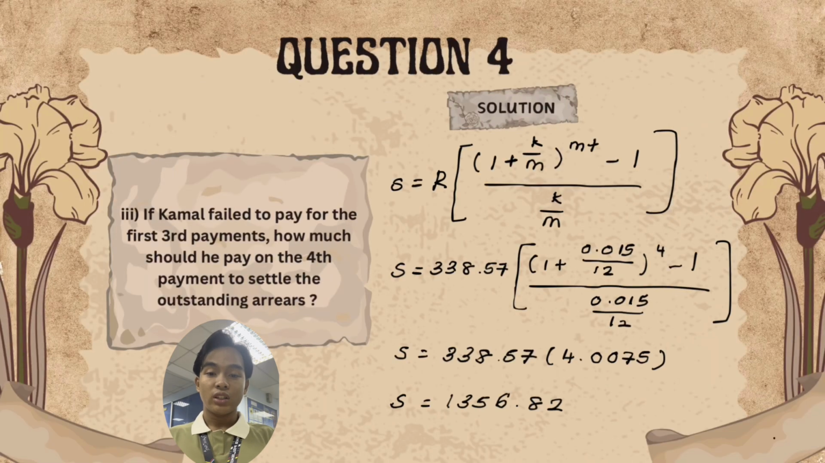Question B3. If Kamal fails to pay for the first three payments, how much should he pay on the fourth payment to settle the outstanding arrears? In this question, we are using the future value formula, which is S equal to R open bracket 1 plus i close bracket power of n minus 1 over i close bracket. In this question, R is 338.57, i is 0.015 over 12, and the final answer for this question is 1,356.82 ringgit.